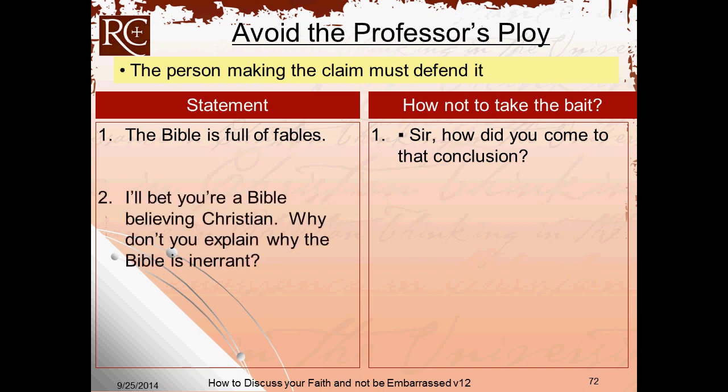Well, he could respond by not answering the question. He could say, I'll bet you're a Bible-believing Christian. Why don't you explain why the Bible is inerrant? Now, this is interesting because he made a statement. You asked him a question about that statement. What has he done? Well, he's tried to turn the focus on you, and he's avoided answering your question. So this is called a distraction.